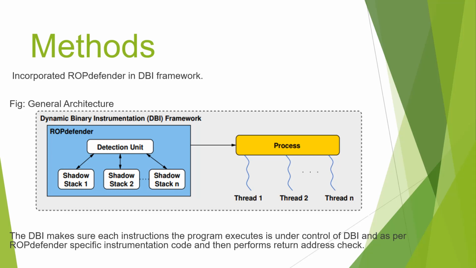Here is the diagram of the general architecture of ROP Defender. In the figure, we can see that ROP Defender has several shadow stacks and a detection unit which is responsible for enforcing the return address check. The reason for the multiple shadow stacks is that a process can have several executable threads, and sharing only one shadow stack would give rise to false positives. The DBI framework makes sure each instruction the program executes is under the control of DBI and processed by the ROP Defender specific instrumentation code, and then performs the return address check.